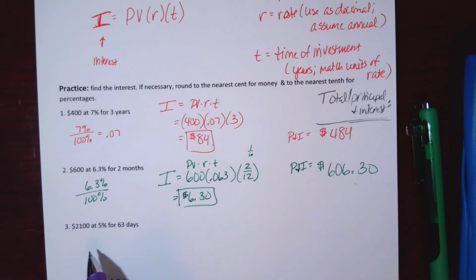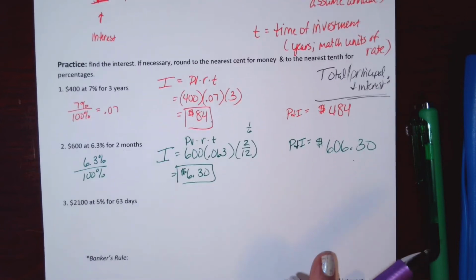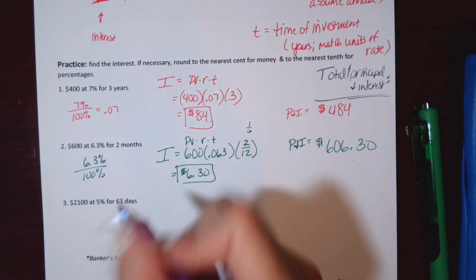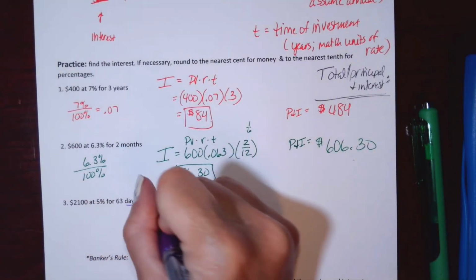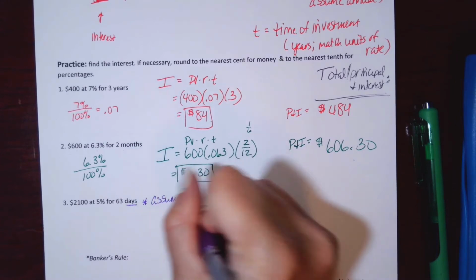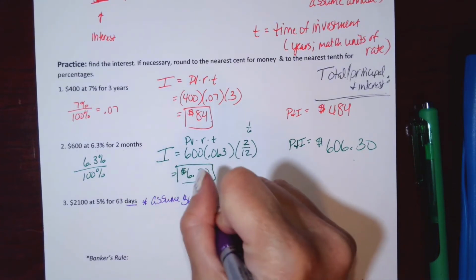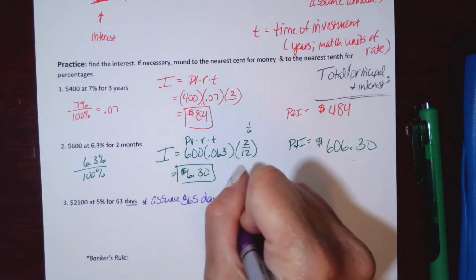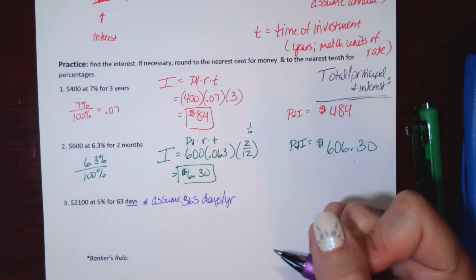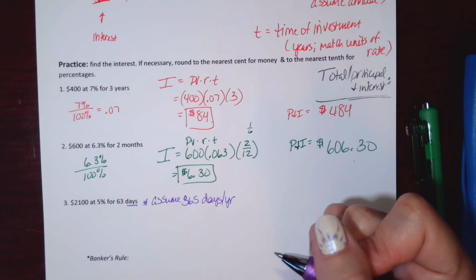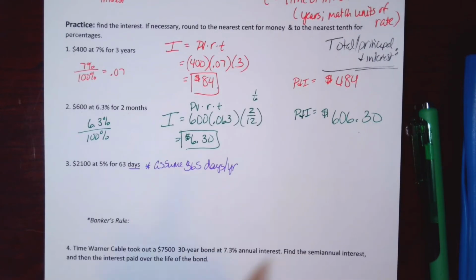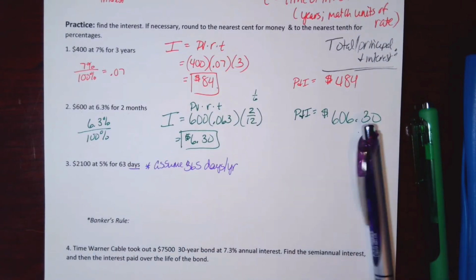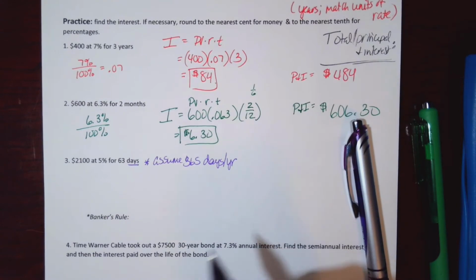All right, next I've got a bigger amount, just 5%, 63 days. Well, days. We are going to assume 365 days in a year, unless we're told differently. Now, why would we be told differently? Well, there's what's called a banker's rule.